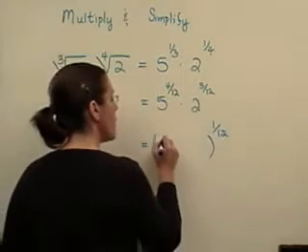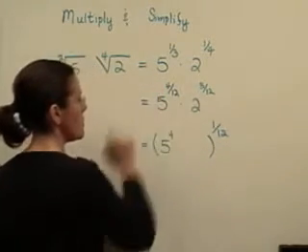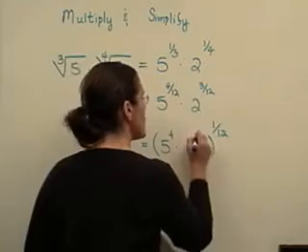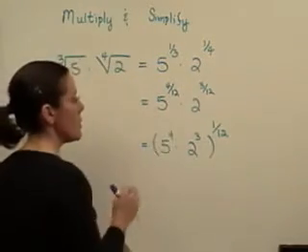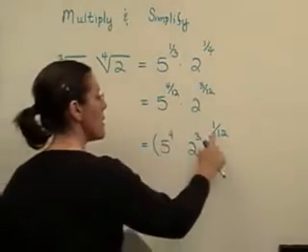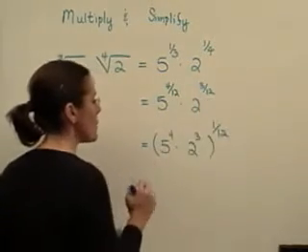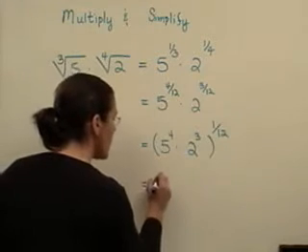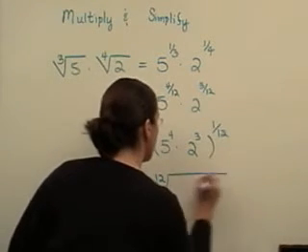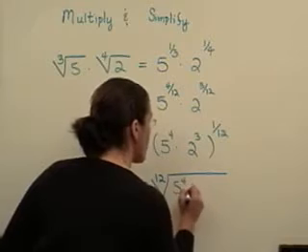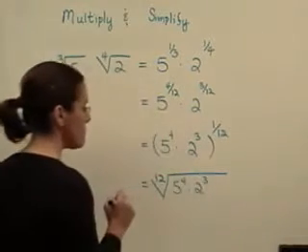Well, if I do that, the 5 has to be raised to the 4th, its numerator, and the 2 has to be raised to the 3rd, its numerator. Again, properties of exponents say multiply these. 4 times a 12th is 4 twelfths. 3 times 1 12th is 3 twelfths. So what I ultimately have here is the 12th root of 5 to the 4th times 2 to the 3rd.